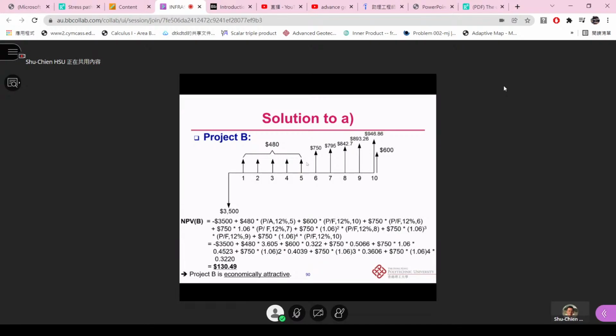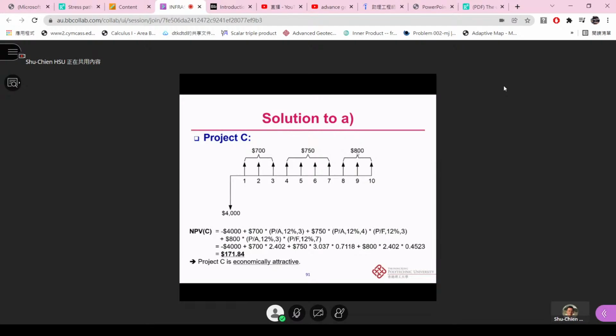And then you can finally find that we will get the answer as the NPV of project B is 130.49. Okay, so the same as project A, this NPV is also larger than 0, meaning that the benefit is larger than the cost. So project B should also be economically attractive. All right, so this is for project B. So that's good.